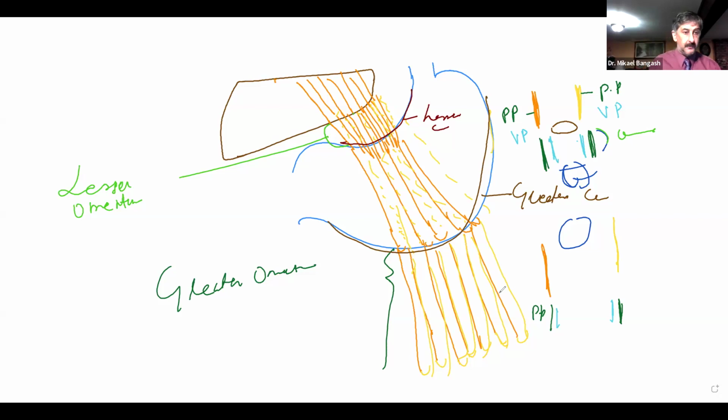Now, guys, please make sure that you remember that this is the greater curvature of the stomach, and this is going to be the lesser curvature of the stomach. That's going to be very helpful once we start talking about the blood vessels. Okay?